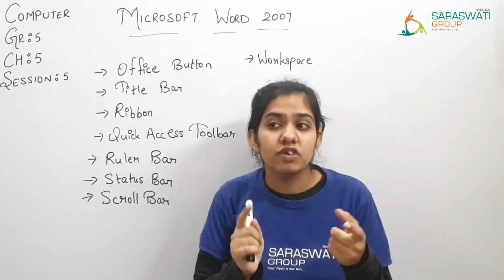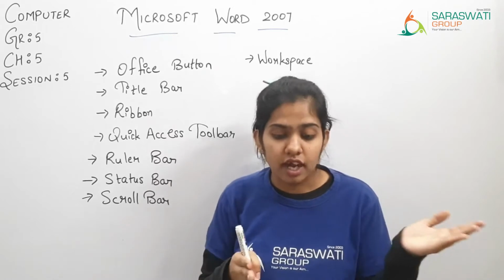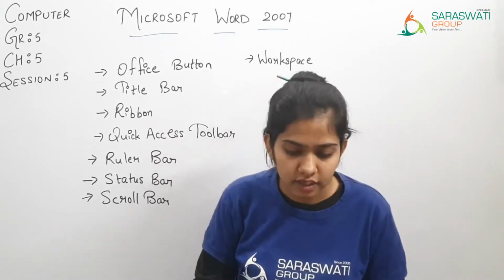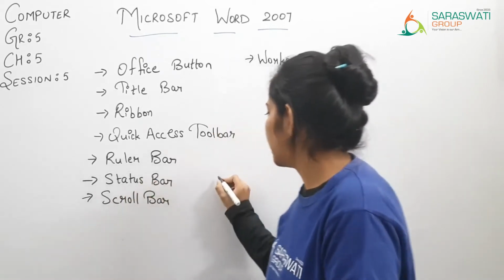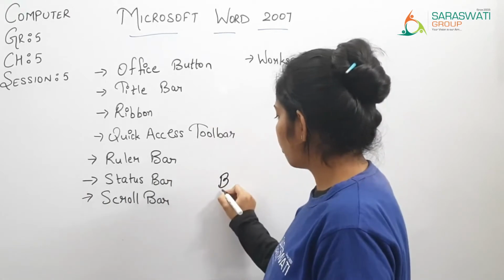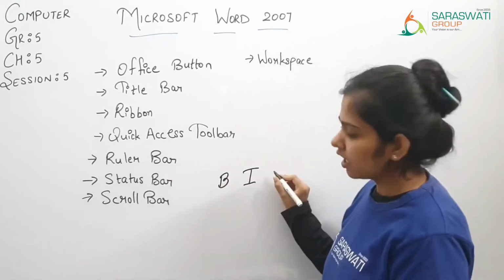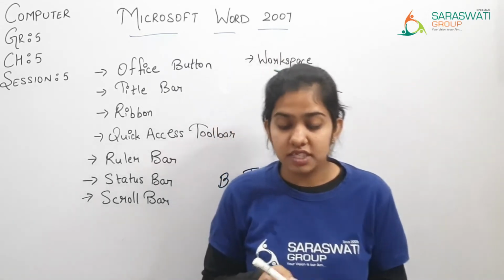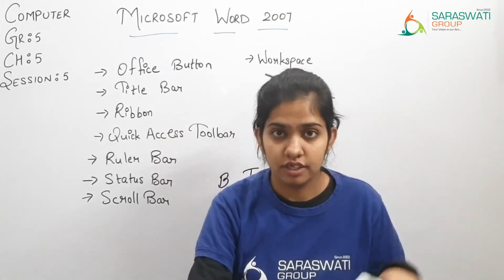Then we have seen how to select the text or paragraph. Then how to make that text or paragraph bold, underline and italic. Right? So the options we have are B for bold, I for italic and U for underline, right? So these were the symbols that we can see in the ribbon.